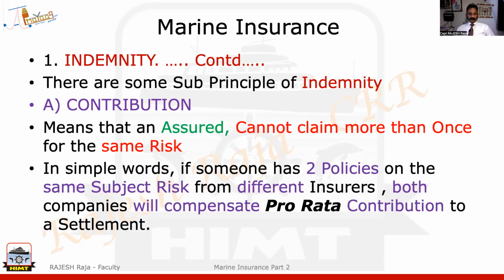So what do you mean by more than once? I'll give you a small example. Let us say I take two policies on the same risk. For example, I'm buying a car, I'm insuring the same car for the same value, let us say 10 lakhs, from two different insurance companies. Now, there is a damage, let us say you have completely lost the car. You cannot go to both the companies and tell that give me 10 lakhs here, give me 10 lakhs, and you become 20 lakhs. No, the total value which will come to you will be only 10 lakhs.